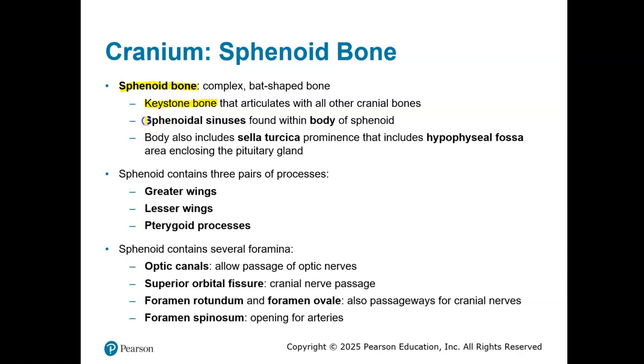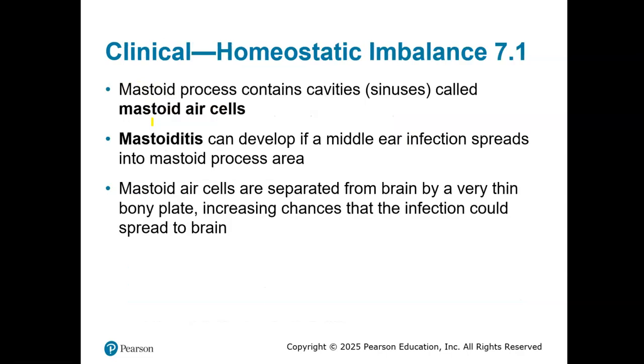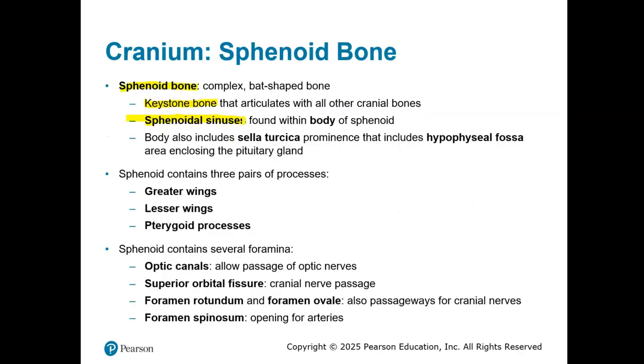It does contain the sphenoidal sinuses, and it's not the same thing as what I just went over, the mastoid air cells. That's within the mastoid process of the temporal bone. But the sphenoid bone contains the sphenoidal sinuses, which is just one example of the paranasal sinuses, and we're going to talk about all of those and where they're located.